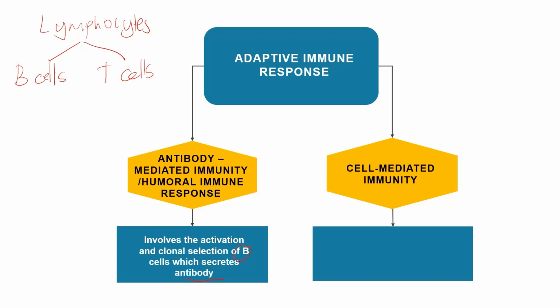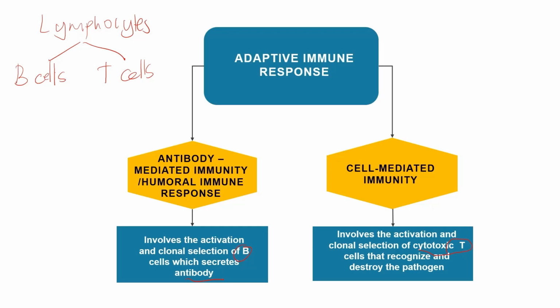Cell-mediated immunity involves the activation and clonal selection of cytotoxic T cells that are going to recognize and destroy the pathogen. So basically, cytotoxic T cells will go to the infected region and destroy the infected cells. And not only that, they may also destroy cells that are altered by mutation, or cancerous cells.